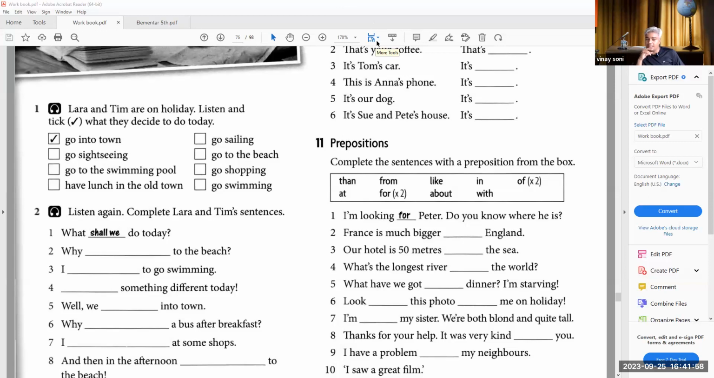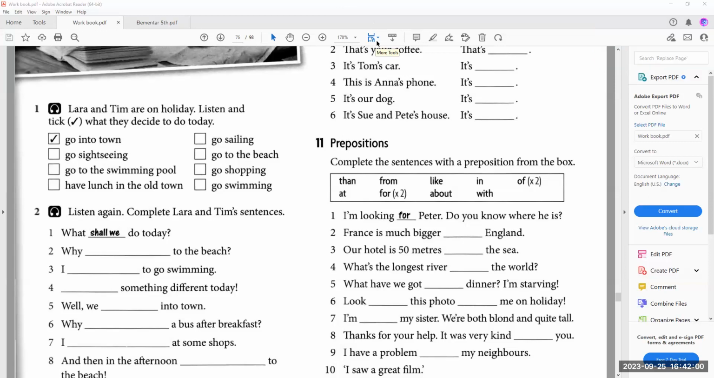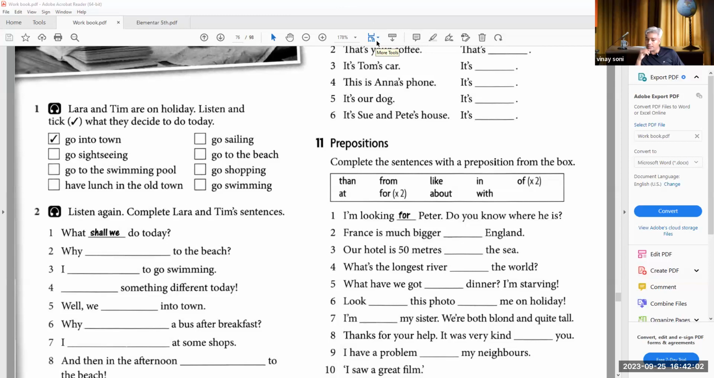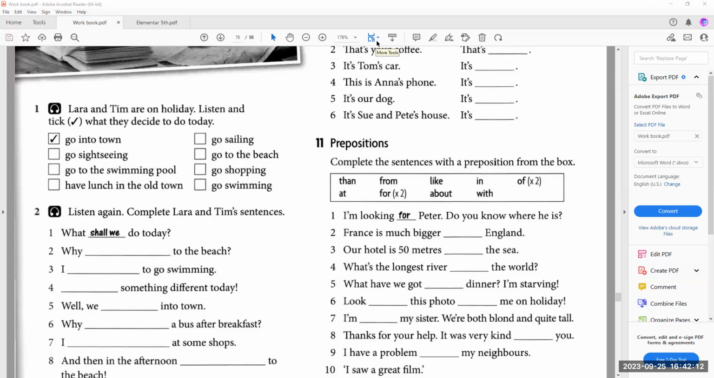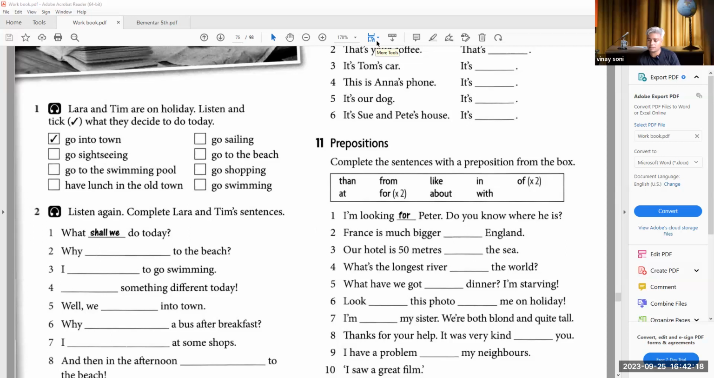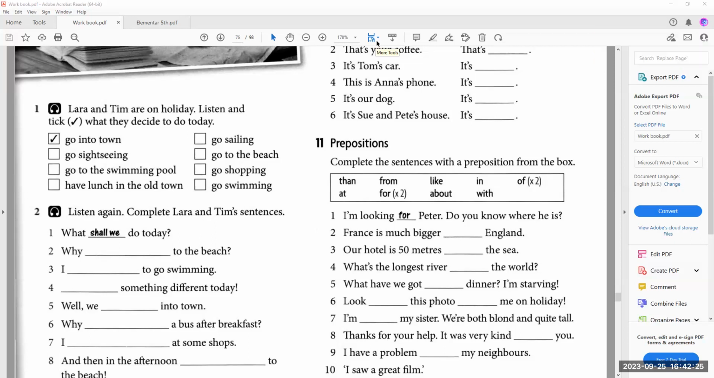6. Why don't we get a bus after breakfast? 7. I would like to see, not at sea. I would like to see. No. See at some shops. No. It's Number 7, everybody. I would like to look at some shops.